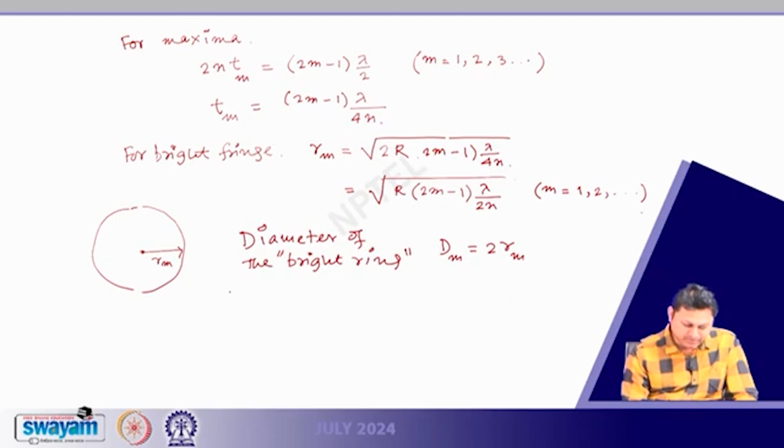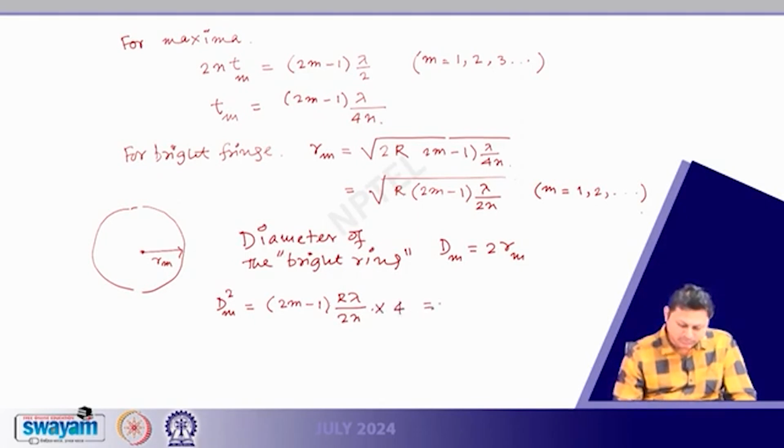So then we can write that dm square is simply equal to 2m minus 1 into R lambda whole divided by 2n into 4, or the diameter should be 2 into 2m minus 1 lambda R by n. That is the diameter of the bright ring.